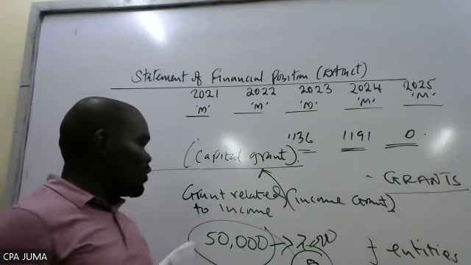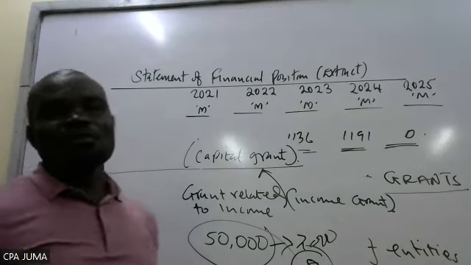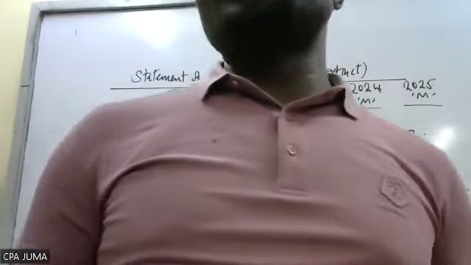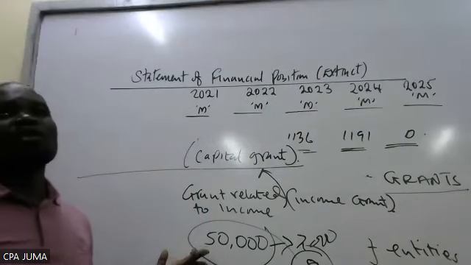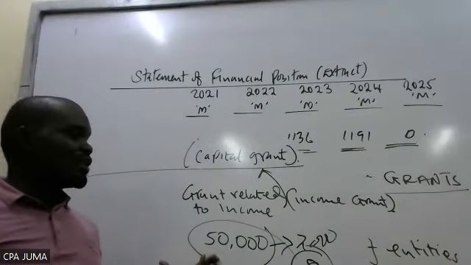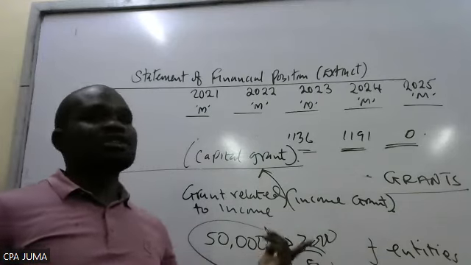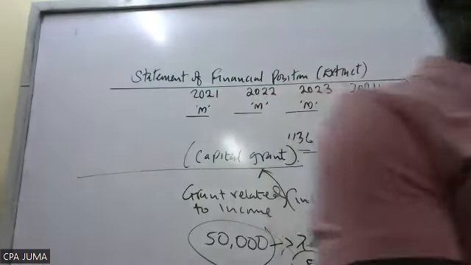So between the one who gave you 50 and the one who has given you the 2,000, which one looks like a capital grant and which one is an income grant? The 50 is a capital grant to acquire the asset. But this one for transportation is an administrative cost. That one becomes an income grant.